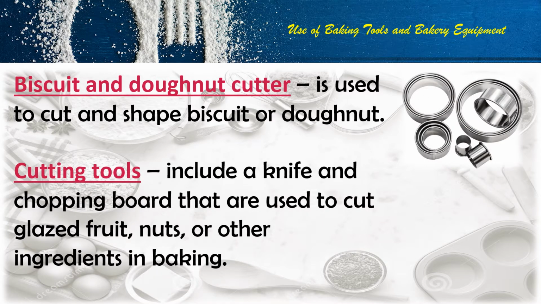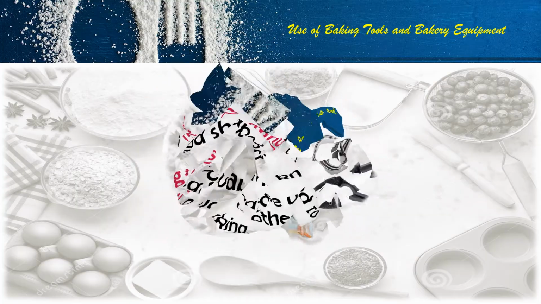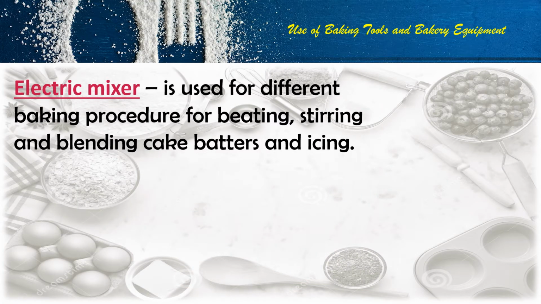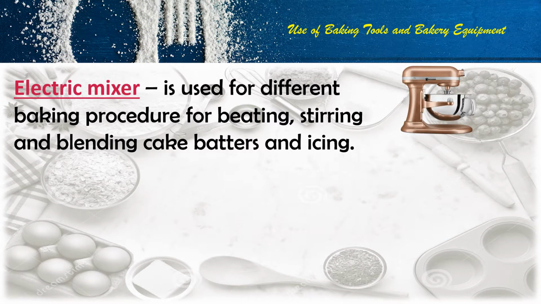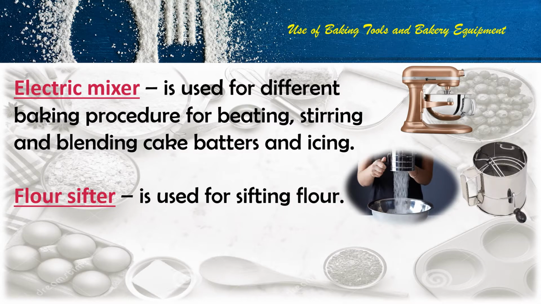Next, we have the cutting tools, include a knife and chopping board that are used to cut glazed fruit, nuts, or other ingredients in baking. And then, electric mixer. Electric mixer is used for different baking procedures for beating, stirring, and blending cake batters and icing. Next is we have the flour sifter. Flour sifter is used for sifting the flour.